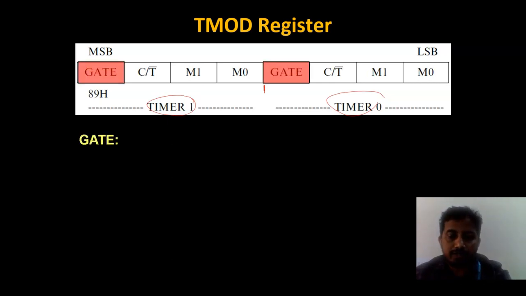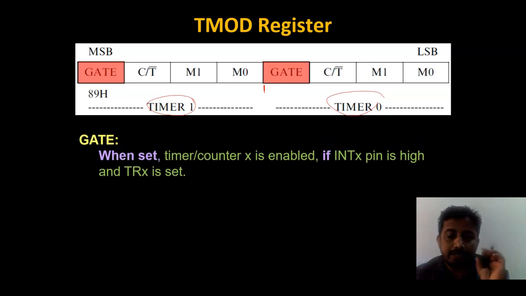Then first comes the gate. What is the gate here? Both have the same function. Once I define the gate for one of the timers, it is obviously the same for both timers. So I will consider it only as the gate. Let's take the gate first. Gate is set to 1 when the timer is enabled.